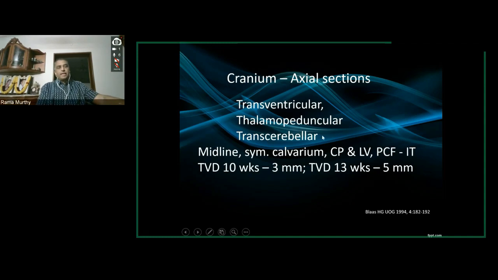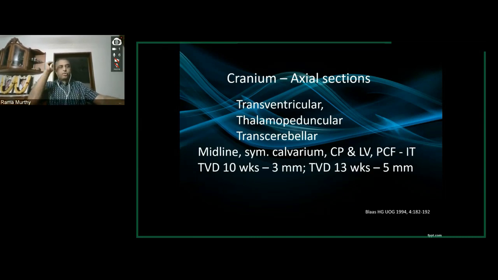So what do we see in these three views? We get to see the presence of the midline, extremely important, symmetric calvarium, choroid plexus, the lateral ventricles, the posterior fossa, and remember the lateral ventricular size cutoff in the first trimester is different. At around 10 weeks, the transverse diameter of the lateral ventricle would be about 3 millimeters, and around 13 weeks, it goes up to 5 millimeters. So remember, the 10 millimeter rule does not apply to this window of visualization.